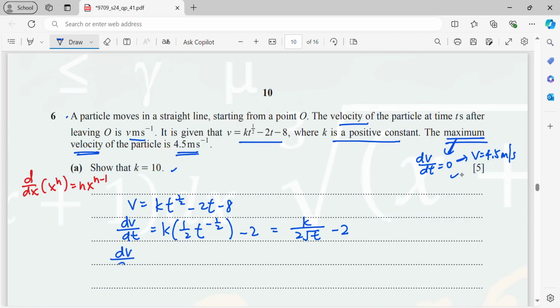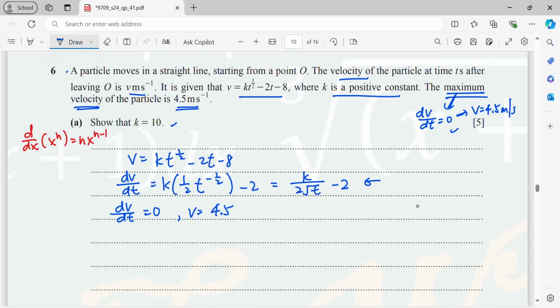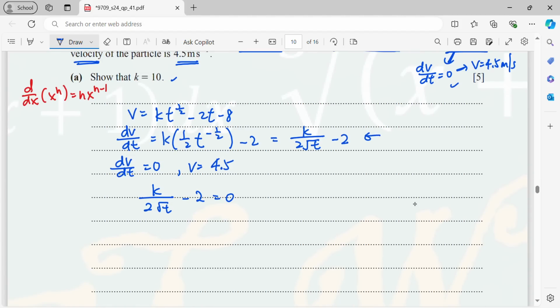And now dv/dt equals to 0, then v equals to 4.5. So now I let this be 0 first. You should get the t value. So k over 2 square root t minus 2 equals to 0. That is my dv/dt. Now to get the k, I have two variables, k and t, and I need to eliminate the t. So k over 2 square root t equals to 2.